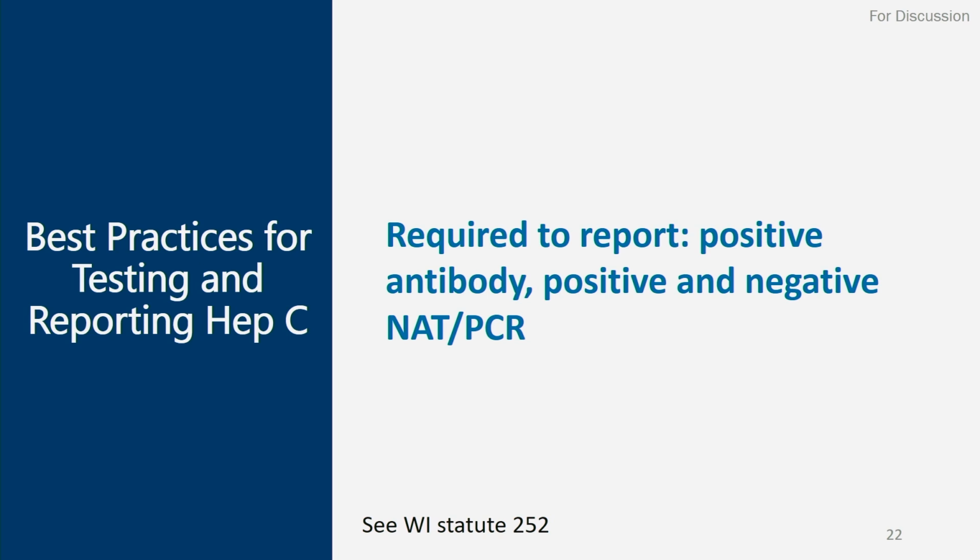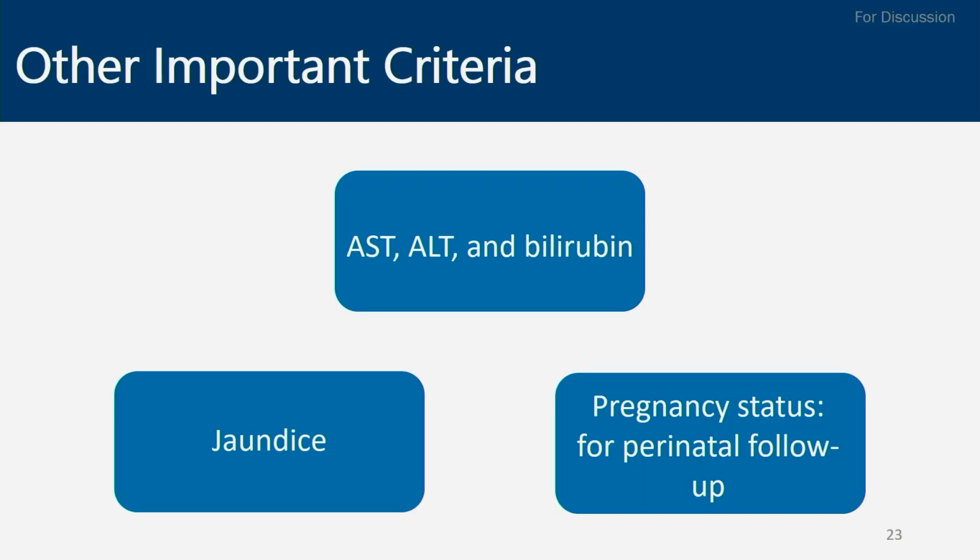And as far as reporting goes, hospitals and labs are required to report positive Hep C antibody tests and all confirmatory test results, regardless of if they're positive or negative. And as Stephanie mentioned, there are some additional criteria that aren't required to be reported, but that really help our viral hepatitis teams out when it comes to case classification and things like that. Things like the results of liver function tests, knowing if a patient was jaundiced at the time of diagnosis, and knowing if a patient was pregnant.